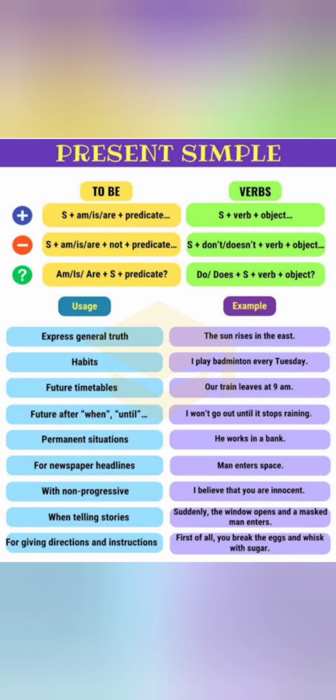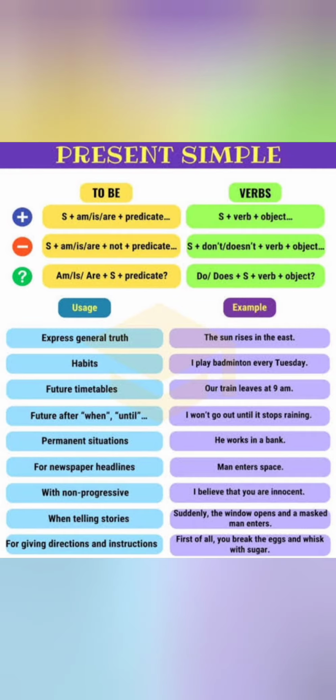Okay, now look at the third usage, that is future timetables. For example, our train leaves at 9 a.m. So here our train is the subject, leaves is the verb, and at 9 a.m. is the predicate. So our train is the third person singular. So we used es with the verb, that is leaves. Okay. Now look at the fourth usage, future, after, when, and until.